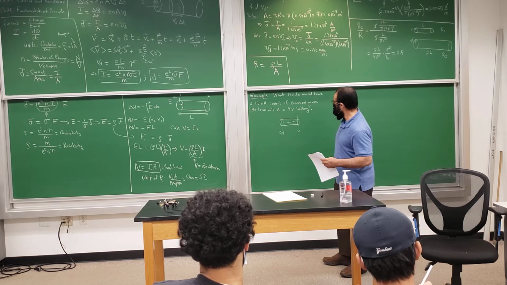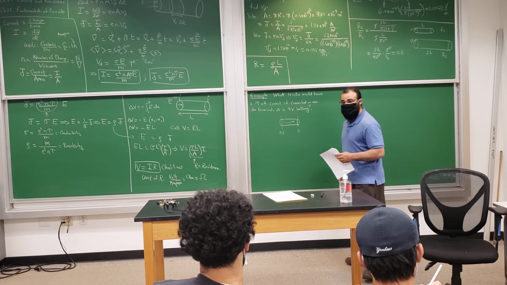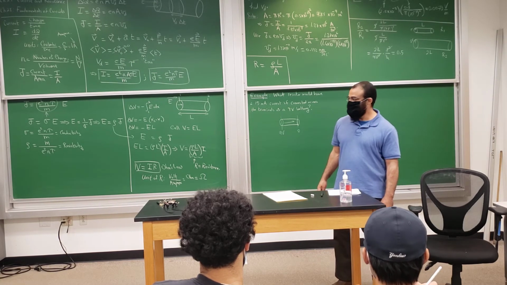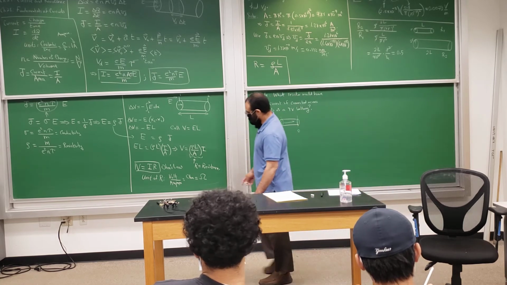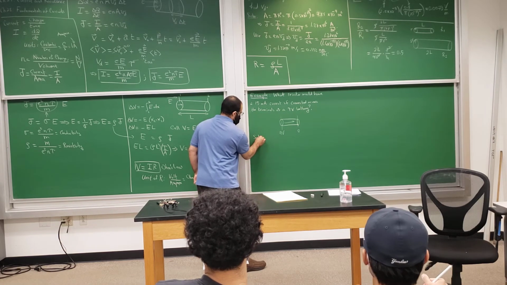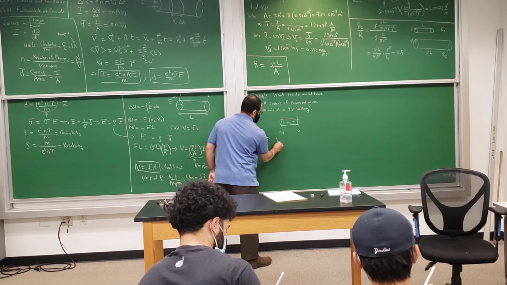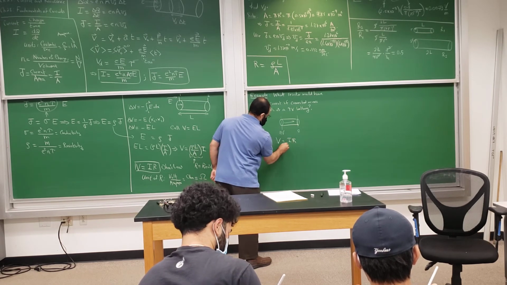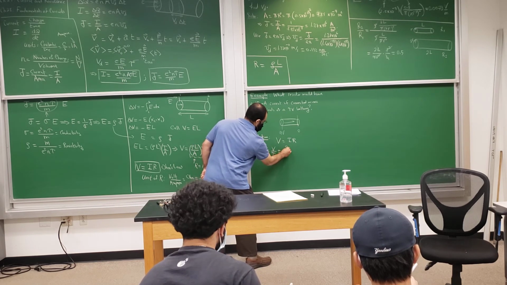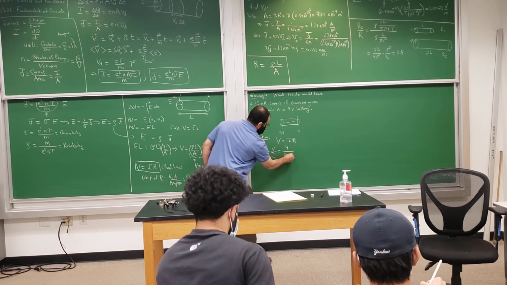What should R be? If the current is 15 milliamps and the voltage is 9 volts, what can I get? V equals IR. Yeah, Ohm's law. So, solution: V equals IR, so R equals V over I. The voltage is 9, the current is 15, but it's 15 times 10 to the minus 3.